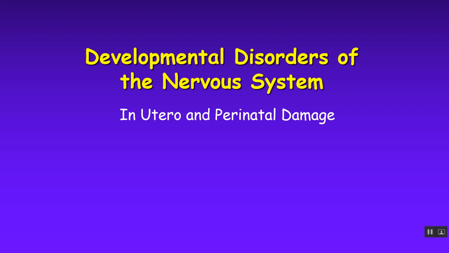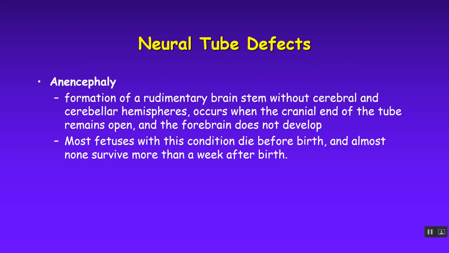Development of disorders of the nervous system in utero and around the time of birth, utero and perinatal damage. We mentioned anencephaly. These are neural tube defects, where anencephaly is when you get failure to close of the rostral neural pore, the superior neural pore. It doesn't close all the way, and you have to have it closed to be able to start growing your cerebrum. So if it doesn't close, you're just left with a rudimentary brainstem.